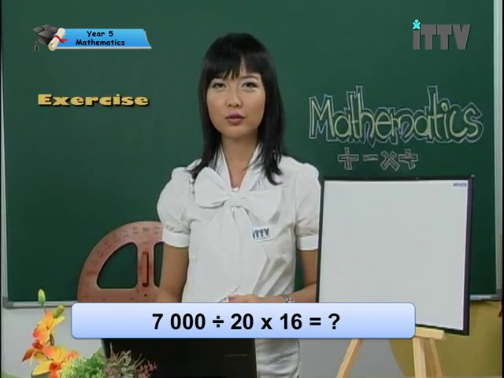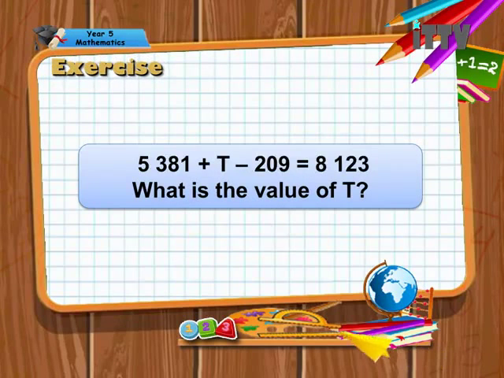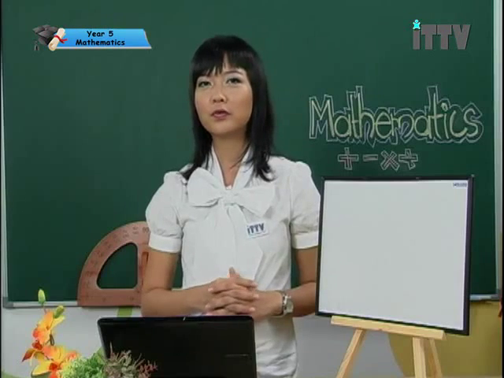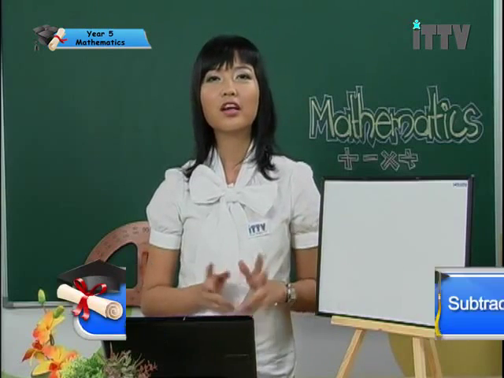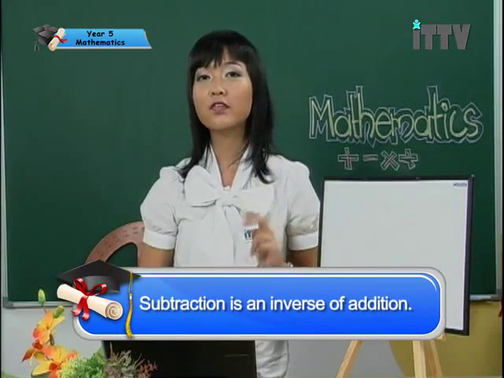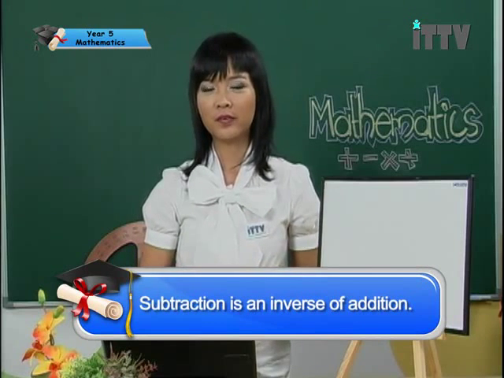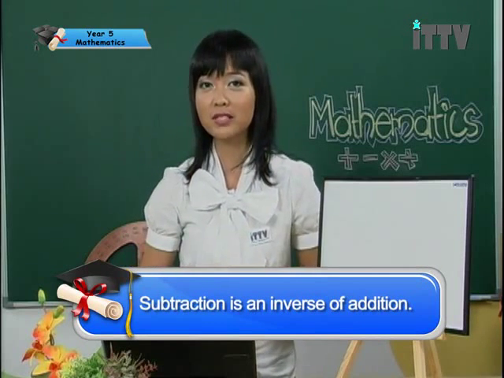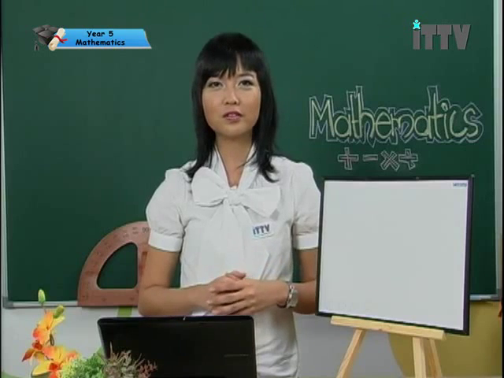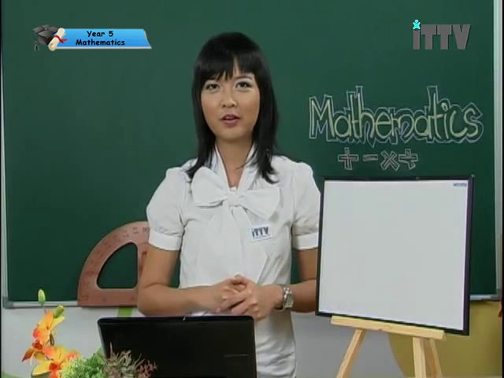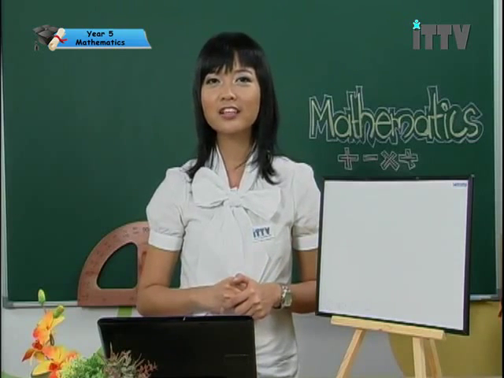Now, question number 2. 5,381 plus t minus 209 equals 8,123. What is the value of t? Okay, just to give you a clue, remember that subtraction is the inverse of addition. If you need to, you can draw out the big biscuit that we used in our previous lessons. Okay, got the question already?